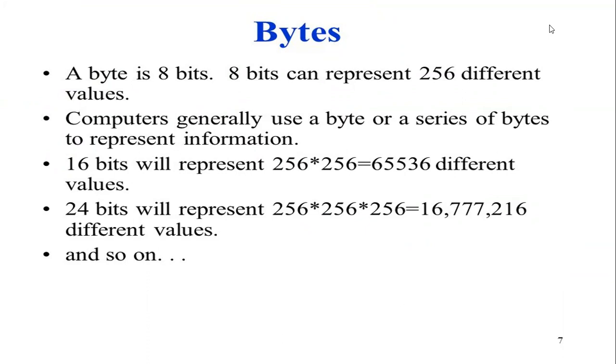16 bits will represent 256 times 256. It is 65,536 different values. 24 bits will represent 256 cubed. It is 16,777,216 different values.